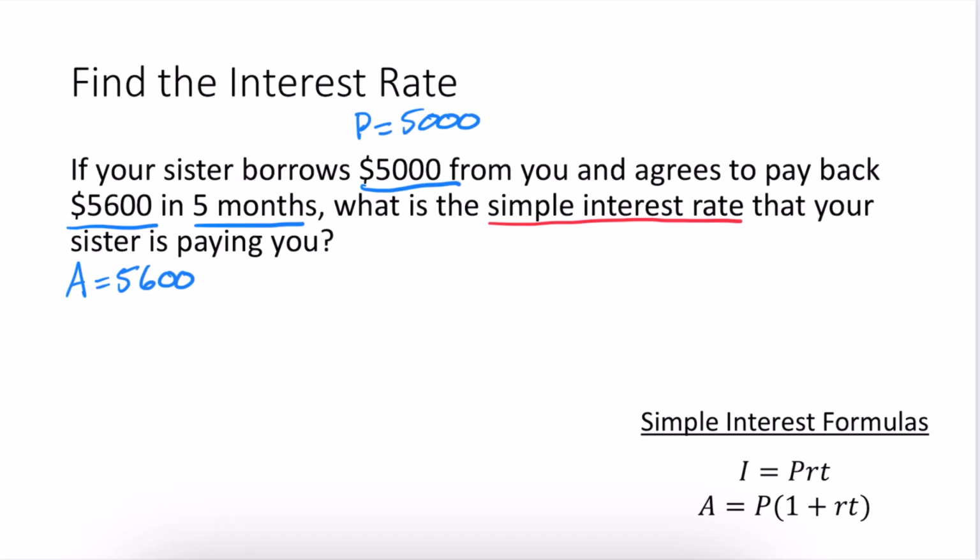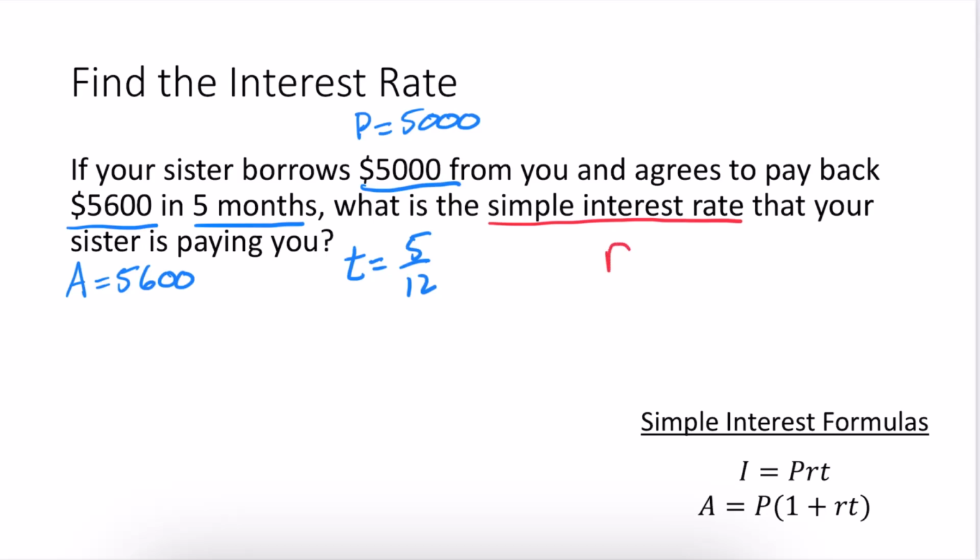So remember that time always has to be measured in years. Because this measurement of time was measured in months, we're going to write the time as 5/12, because 5 months is 5/12 of a year. And so that's how we would write the time. And then the question we're asked is, what is the simple interest rate, which is going to be R.